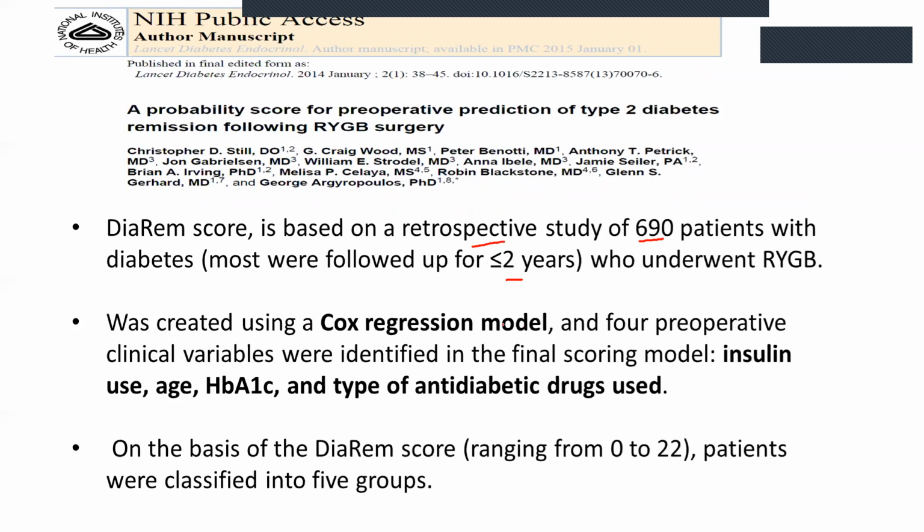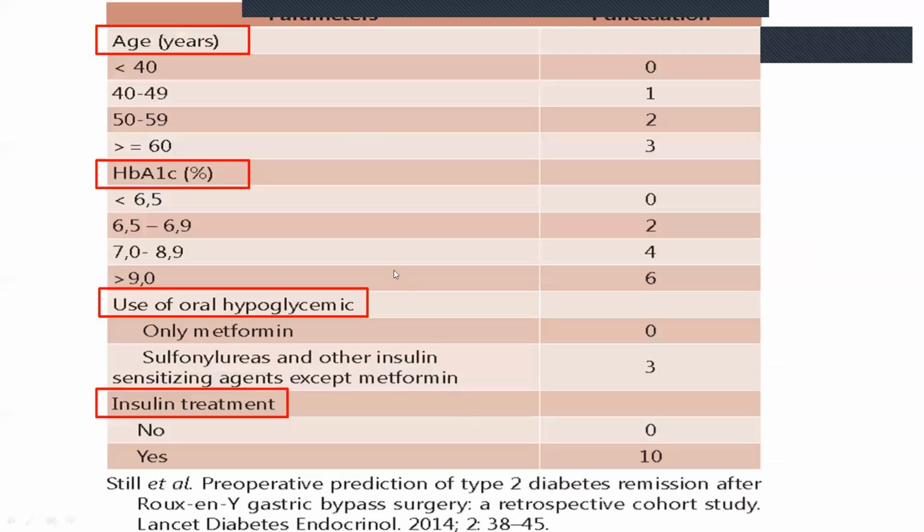They used the Cox regression model to identify 4 preoperative variables for the final scoring model. These were insulin use, age, glycated hemoglobin, and the type of antidiabetic drug used. On the basis of the final score obtained, the patients were divided into 5 groups, which we'll see now. So these were the variables which were used and the corresponding scores.